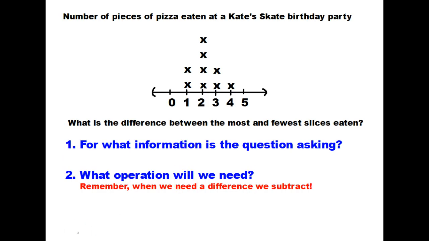So here we are again. This is our line plot. Number of pieces of pizza eaten at a Kate Skate birthday party. And this time there's a math problem to go with it. It says, what is the difference between the most and fewest slices eaten?